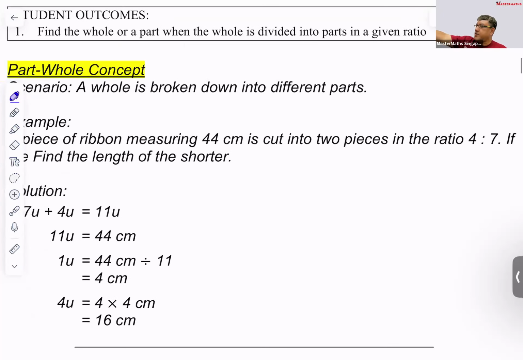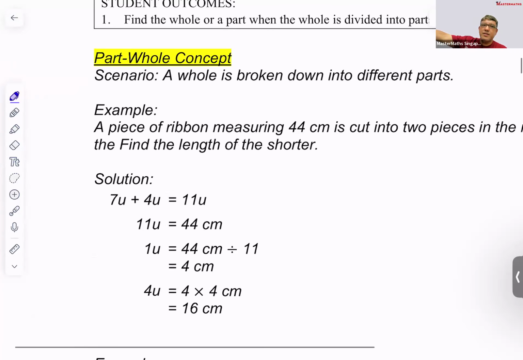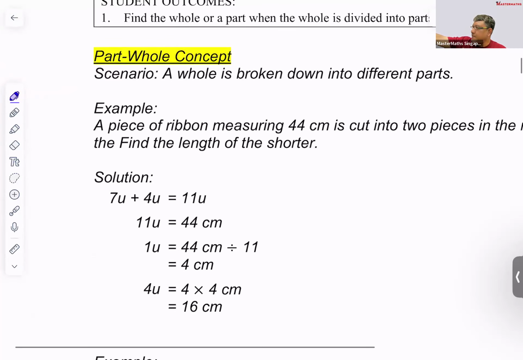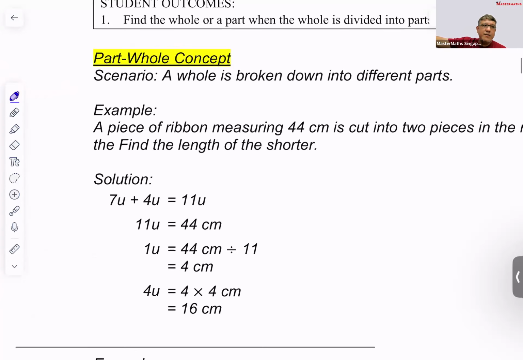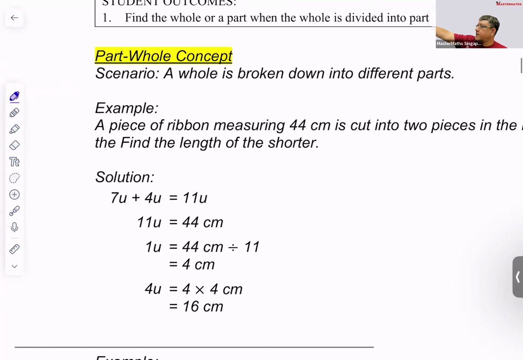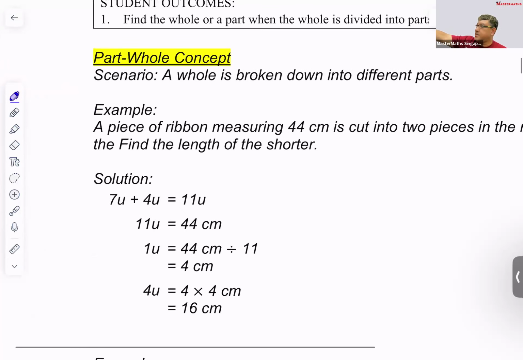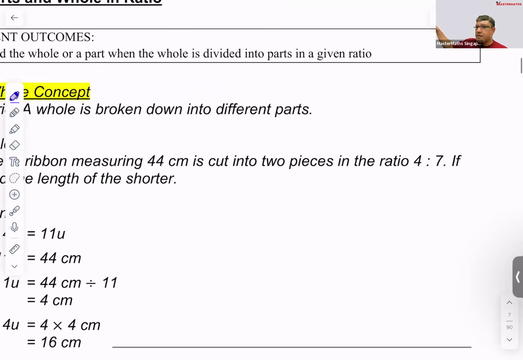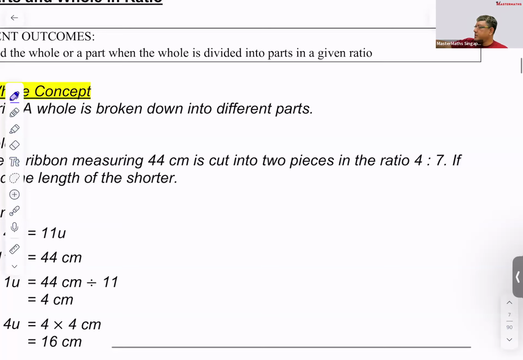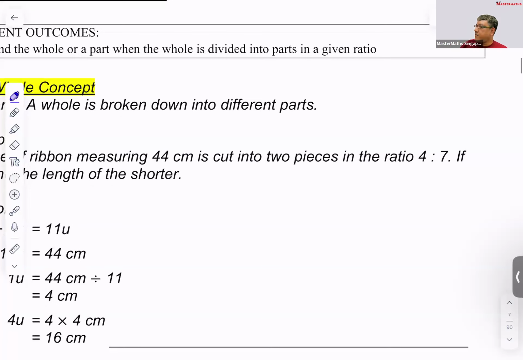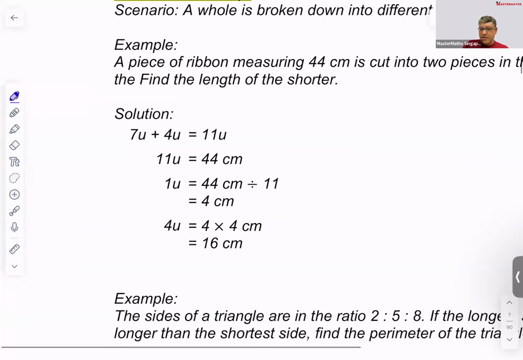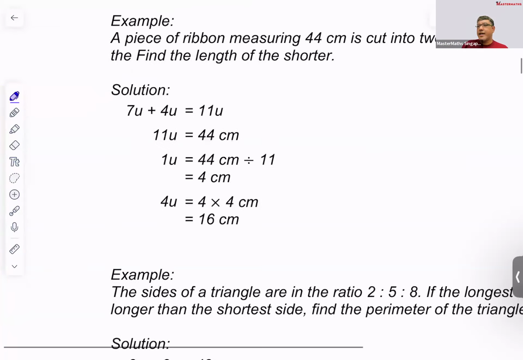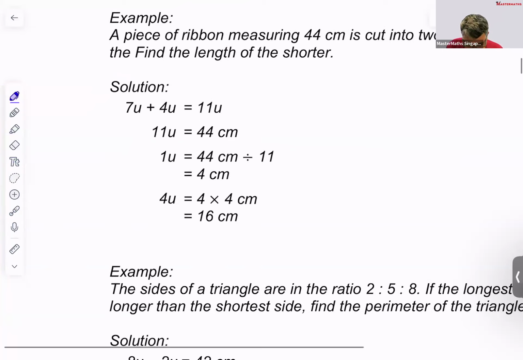So altogether, how many units? 11 units. 11 units is 44 cm. Can I find 1 unit? 44 divided by 11, 4 cm. I'm asked to find the shorter piece. Between 4 and 7, which one is shorter? 4. So I take the 4 units, find it to become 4 times 4, 16. Simple example. Can follow? Can.